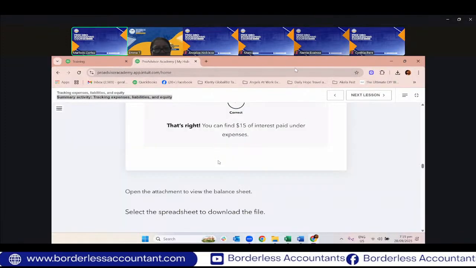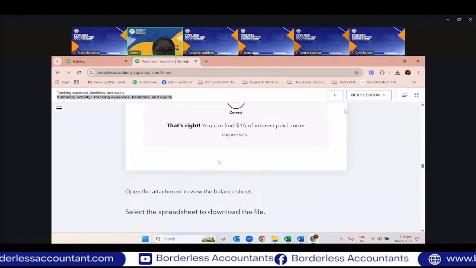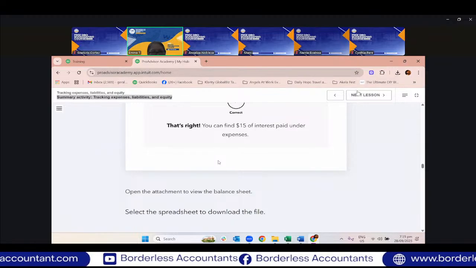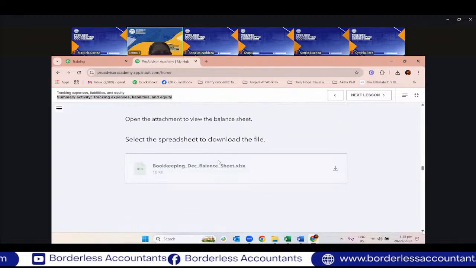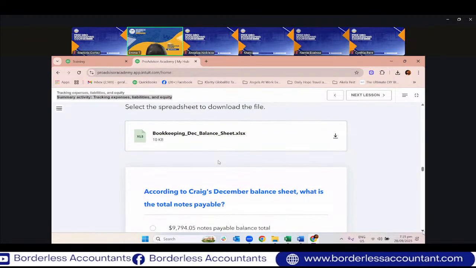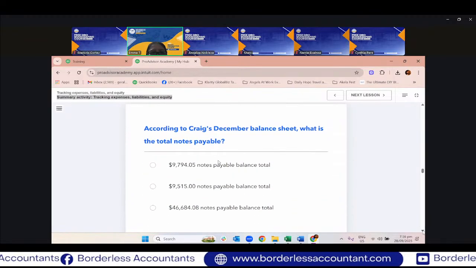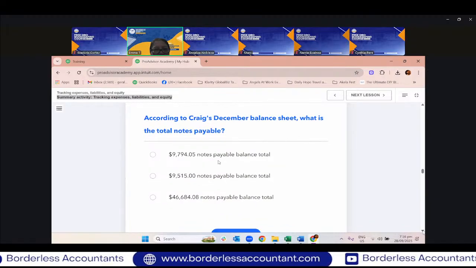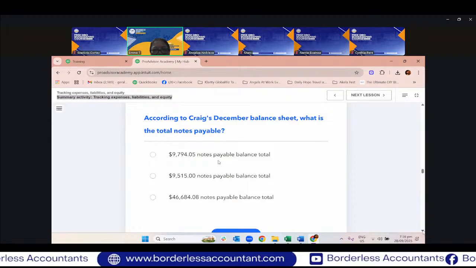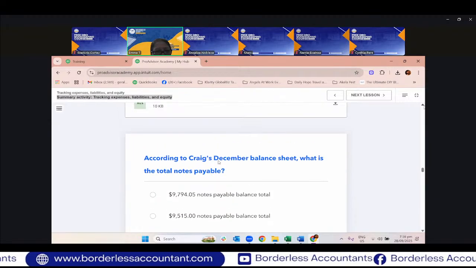Ayun na. That's right. You can find $15 of interest paid under expenses. So let's open again the spreadsheet. Okay, Ging. According to Craig's December balance sheet, what is the total notes payable? So it's on the files, Ging. Can we open the file?